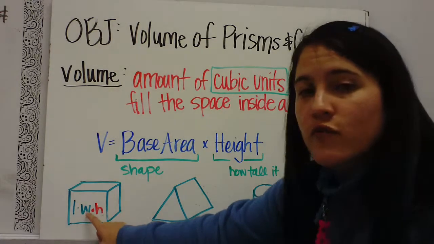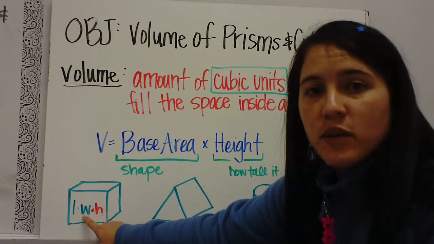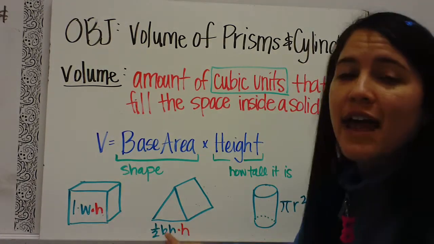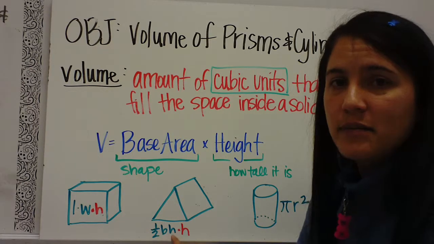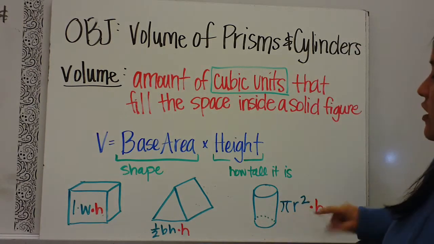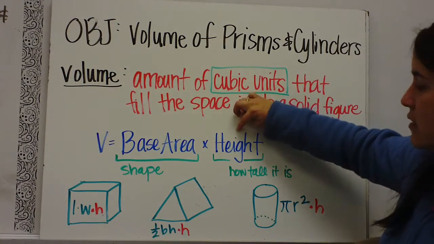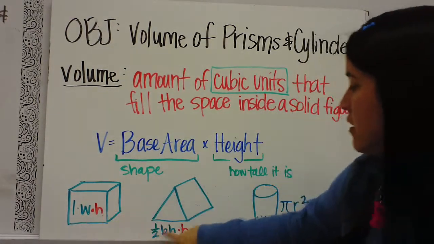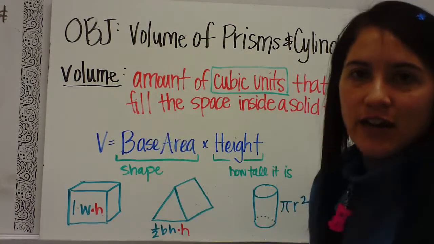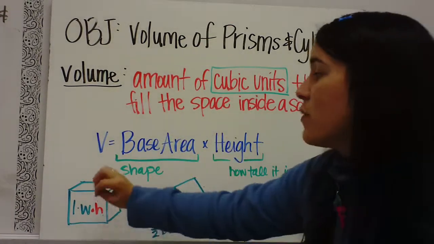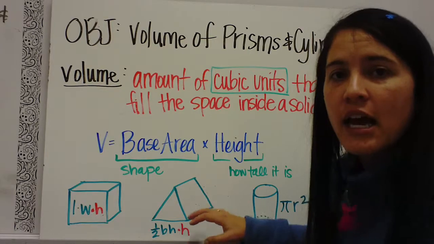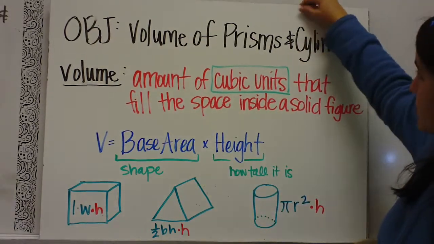So here are our three formulas. Length times width times height. 1/2 base height times height. And pi r squared times height. Notice the red H is this height. The green is the base area. So we're going to practice 2 examples from each shape today, and we're going to have a calculator.